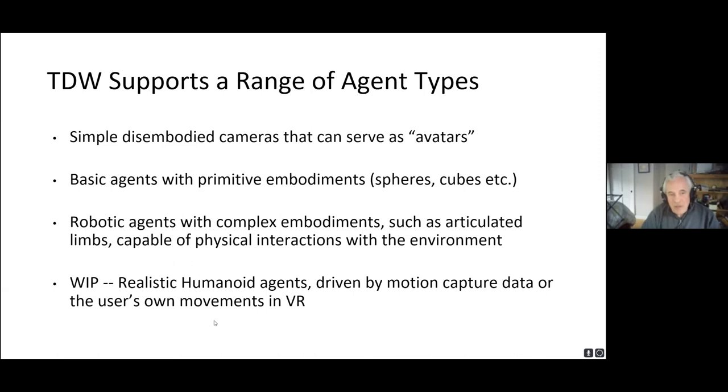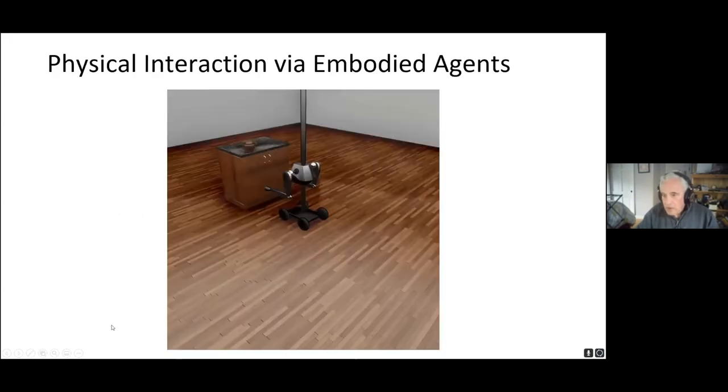Then the next level up are complex robotic agents with advanced embodiments such as articulated limbs that are capable of both mobility and sophisticated physical interactions with the environment and objects within it. And as we mentioned at the beginning, we're working on some near photoreal humanoid agents driven by motion capture data that move and behave in a realistic fashion. These agents can perform typical human actions such as vacuuming the floor, setting the table, or carrying a tray of food. So let's take a look at some examples of these agent-to-object interactions, both robot and humanoid, and see how they physically interact with the environment.